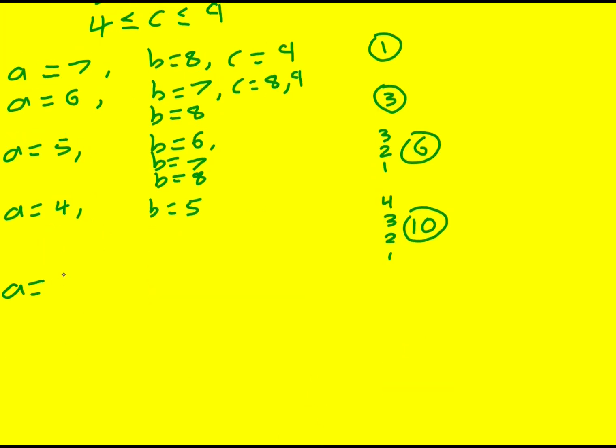A equaling 3. I'm going to have all the ones from before, the 10, but now I've got an extra B equals 4, which gives another 5 possibilities. So that's going to get me to 15. And then finally, A equals 2, I'm going to have the 15, but then I'm going to have an extra B equals 3, which is going to give me another 6. So 21 in total. And that is it.